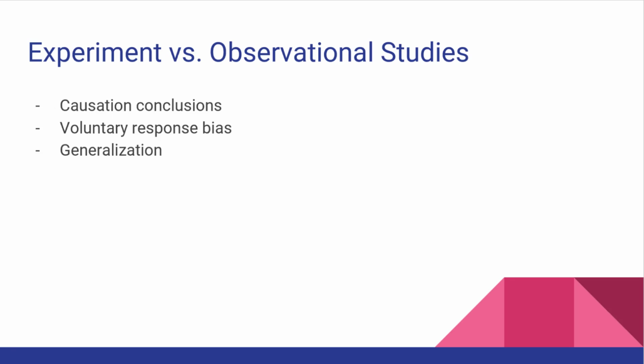A couple more things about experiments and observational studies. We have mentioned before that correlation does not equal causation, and there's only one condition under which you can conclude causation, and that is you have done a proper, valid experiment. So only experimental studies can prove causation. Observational studies cannot. There's a reason that observational studies are sometimes also referred to as correlational studies.